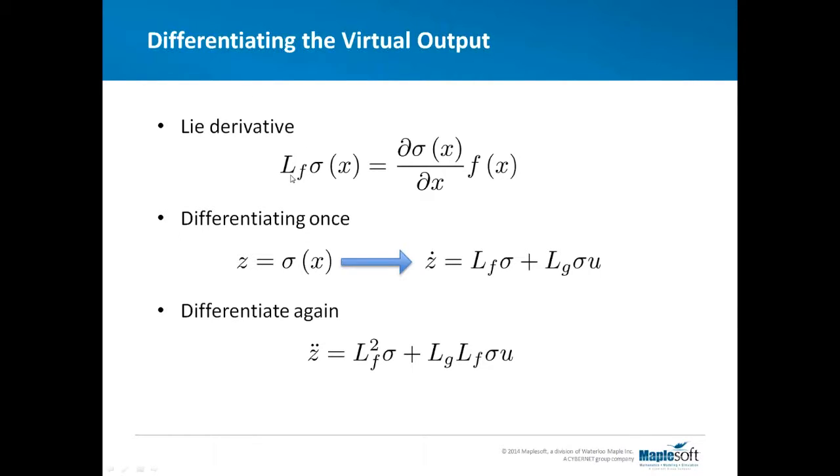The lead derivative is written as L_f of sigma, and that's just the partial derivative of sigma with respect to x times the vector f. So you're multiplying a partial derivative by a vector field. So if you take the virtual output and you differentiate it once, you end up with an expression that looks like this. So you can write out what the derivative of z is using these Lie derivatives.